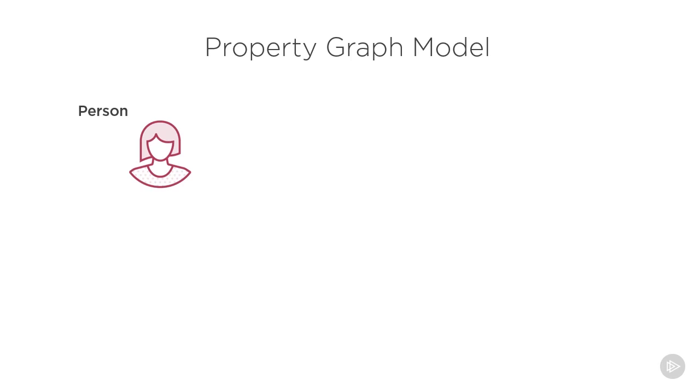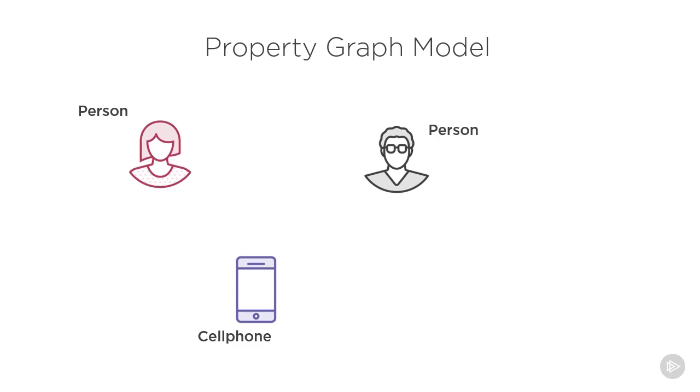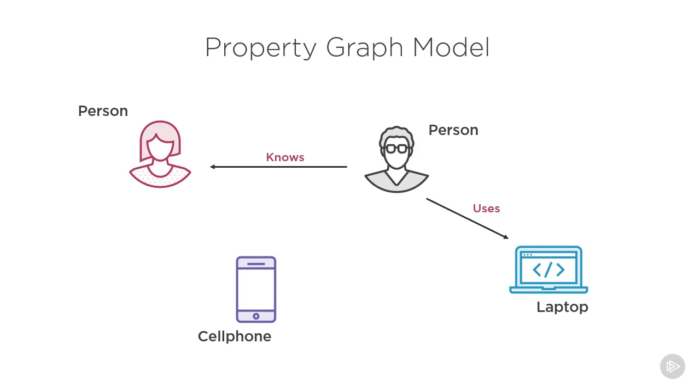Imagine a few entities. For example, we have person number 1 and person number 2. We can have any other objects in this graph. For example, a cell phone and a laptop. These objects can have relationships. For example, person 2 knows person 1. Person 2 uses a laptop, and both person 1 and person 2 are using the same cell phone.